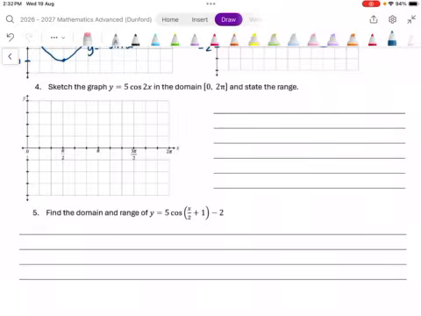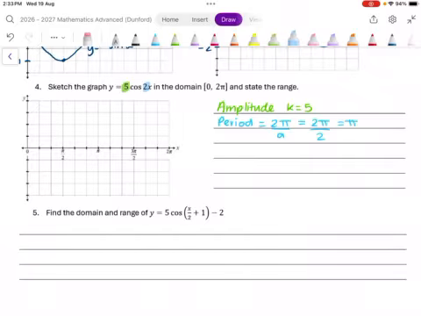Okay, 2 more examples to do. So, example 4, we now want to sketch the graph of y equals 5 cos 2x in the domain of 0 to 2 pi. So our 5 is our amplitude, k equals 5. Our period is equal to 2 pi on A, it's cos, so it's equal to 2 pi on 2, which equals pi.